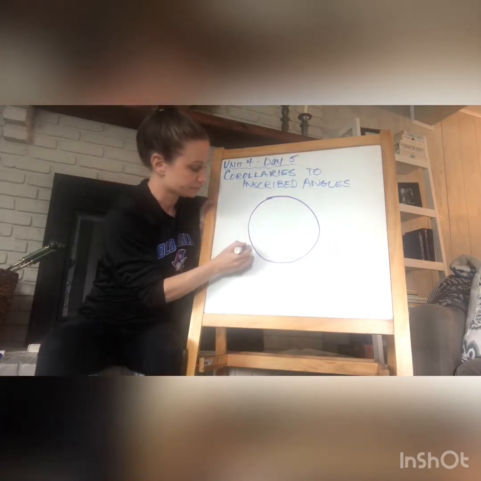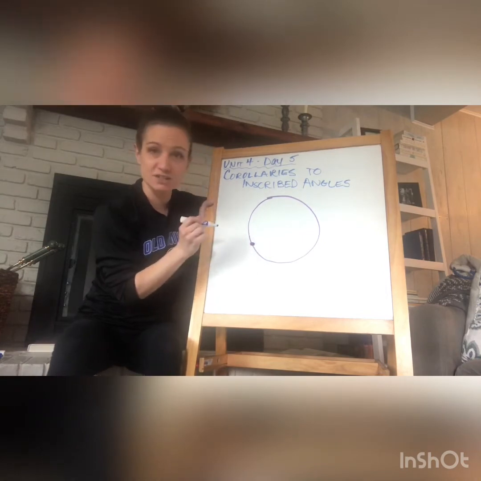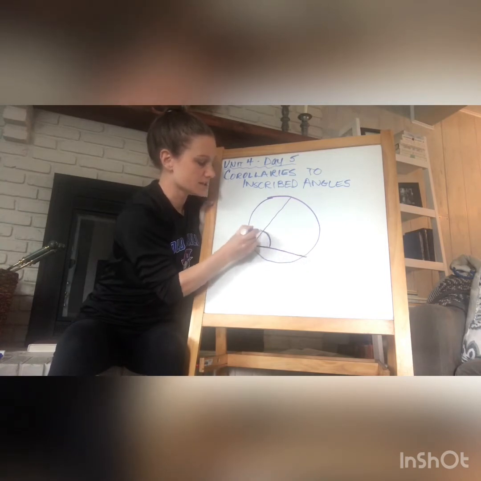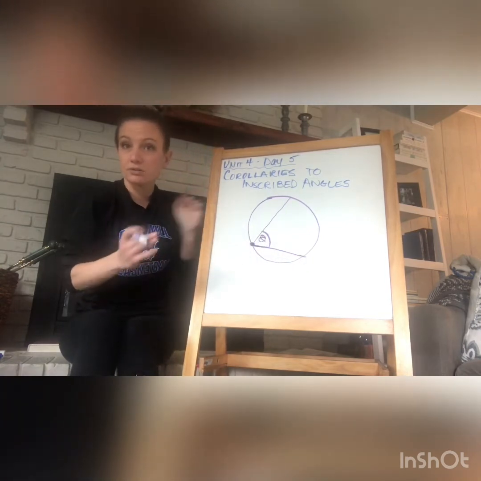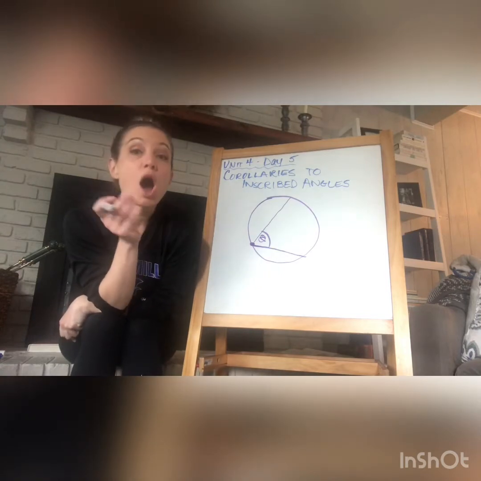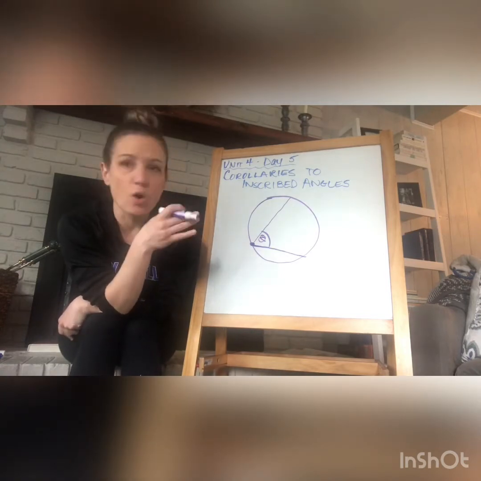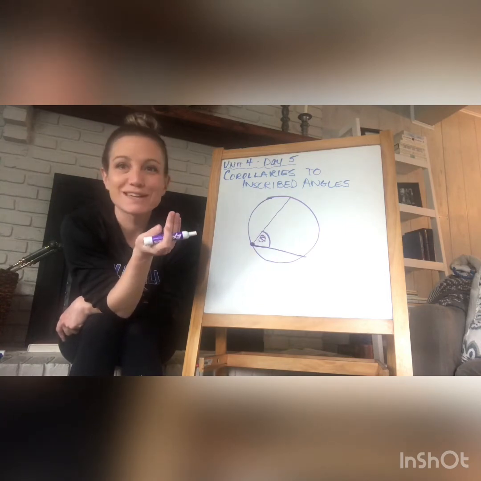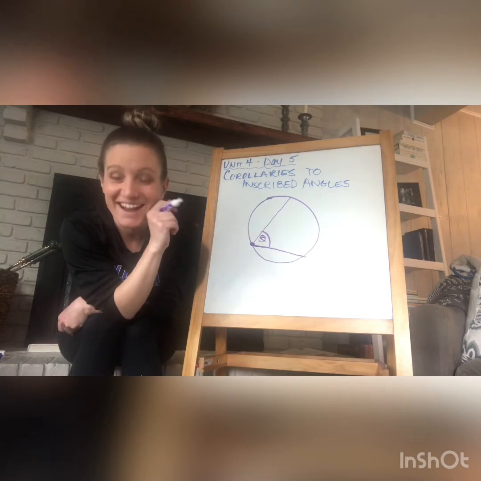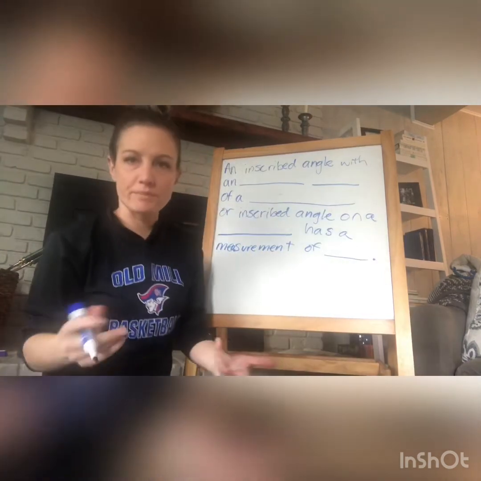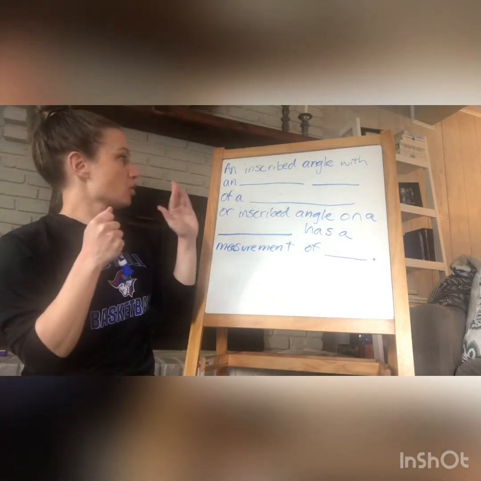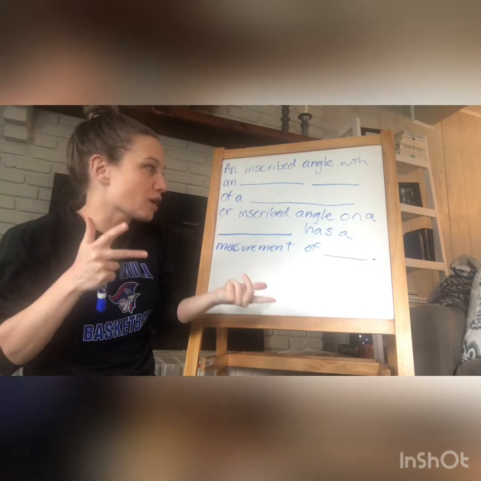Okay, so remember an inscribed angle has a vertex on the circle and it has 2 chords. So like this guy right here is an inscribed angle. All these corollaries come from what we know about inscribed angles. It's so much fun. You ready? I'm ready. Let's go. All right. So, first corollary. An inscribed angle with an blank of a blank, or inscribed angle on a blank, has a measurement of blank. What does that even mean?